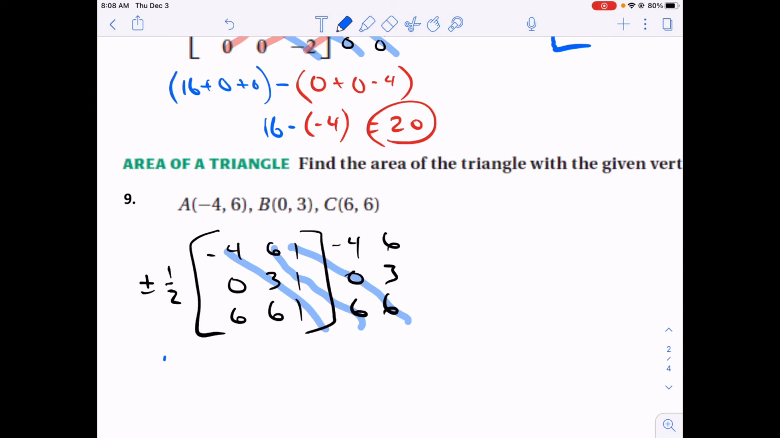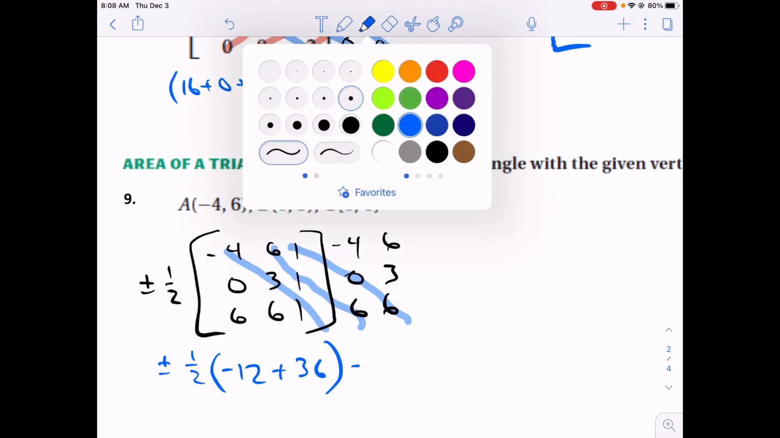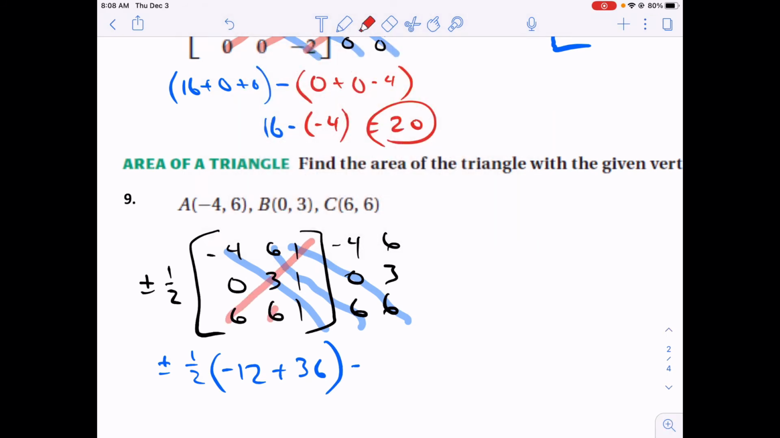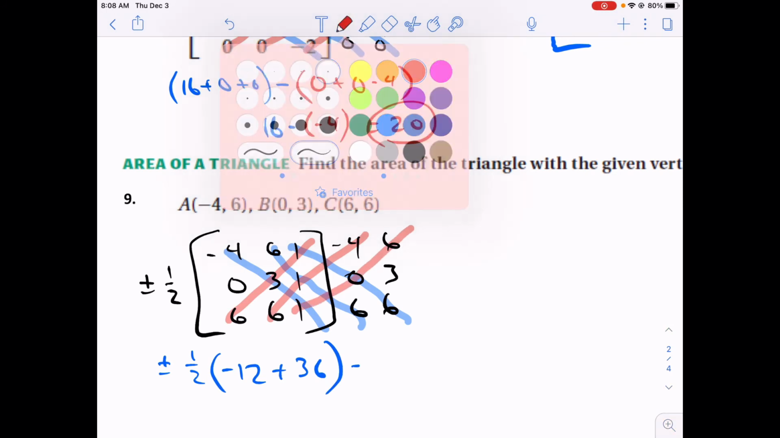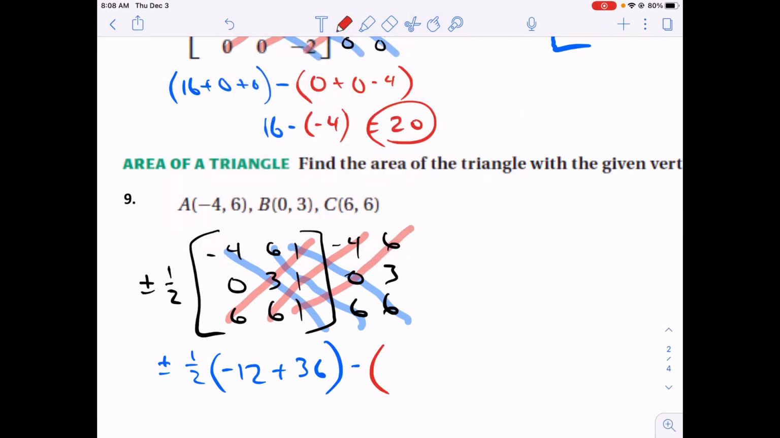Again, don't forget the plus and minus 1/2. This is negative 12, 36. And then there's a 0 for the third one. I'm not going to write that. And then going now on the upward diagonals, 1, 2, and 3. And now we have 18, we have negative 24, and we have 0.